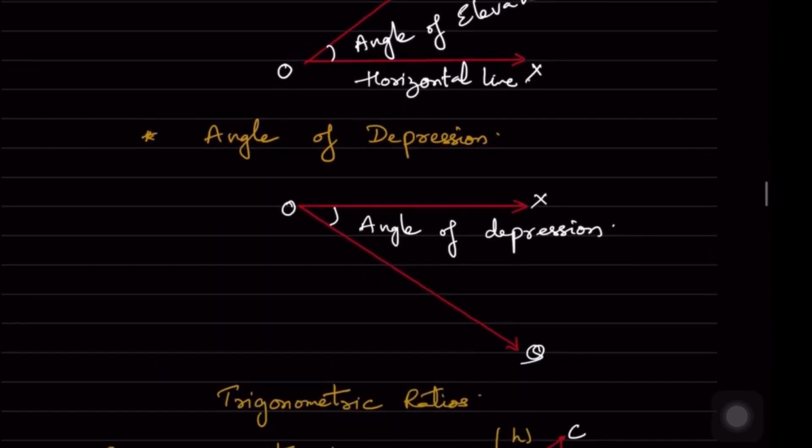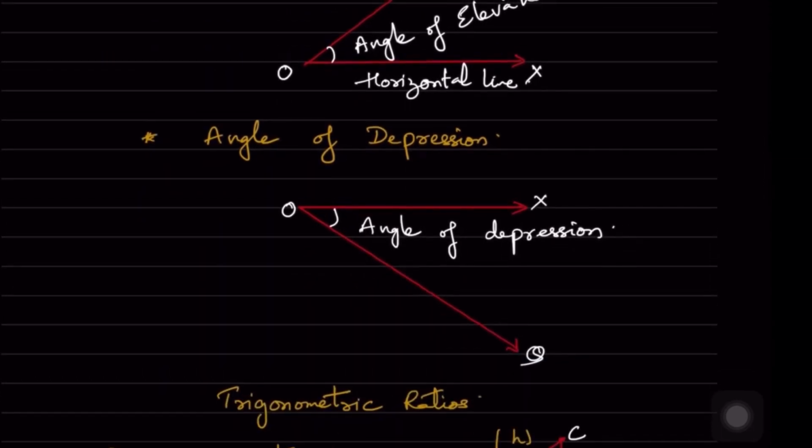Now what is angle of depression? If you are standing on a building and you are seeing a house, an opposite house, an adjacent house or anywhere, that angle through which you are seeing is called the angle of depression.